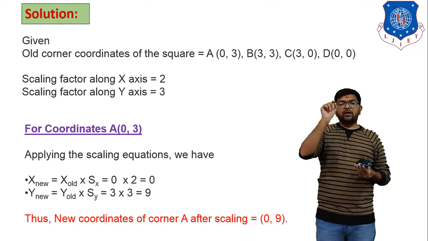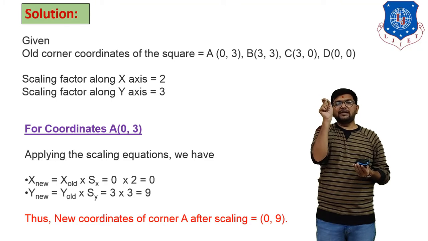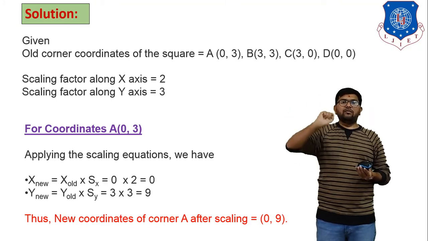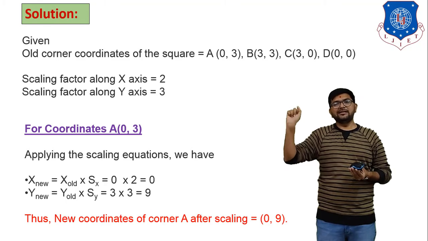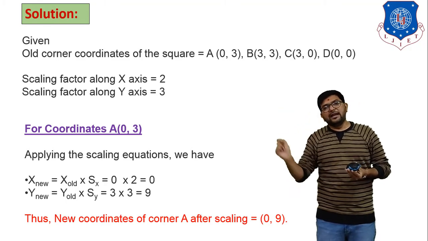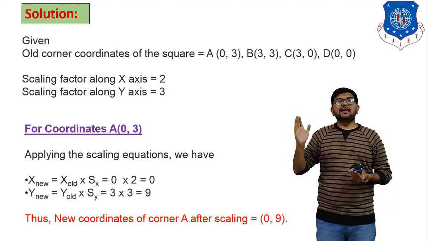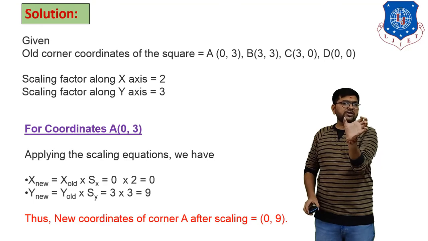So x new is equal to x old into sx. That means the x coordinate of the point is 0, and 0 into 2 is equal to 0. And y new is equal to y old into sy, that is the y coordinate 3, and the value of the scaling factor of y axis is 3. So 3 into 3, that is 9. So now we have the new point coordinate of point A, that is (0, 9). So this is the calculation of the first point.